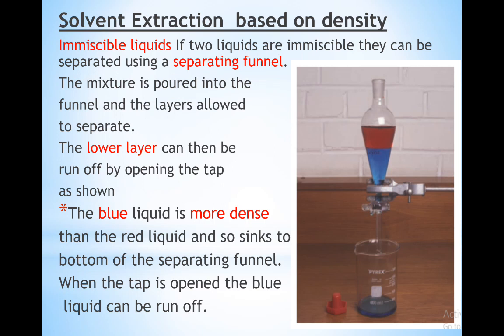Solvent extraction based on density. Immiscible liquids. If two liquids are immiscible, they can be separated using a separating funnel. The mixture is poured into the funnel and the layers allowed to separate. The lower layer can then be run off by opening the tap as shown. The blue liquid is more dense than the red liquid and so sinks to the bottom of the separating funnel. When the tap is opened, the blue liquid can be run off. But this method is not very reliable. Some of the red liquid can also come out, so we have to be very careful and very vigilant in doing this experiment.